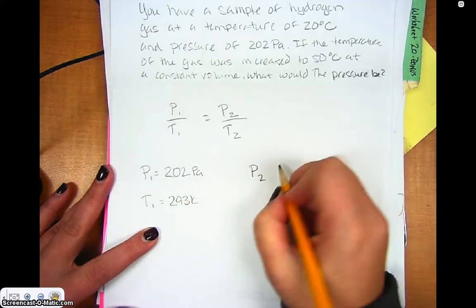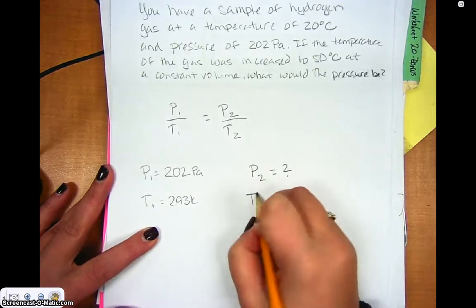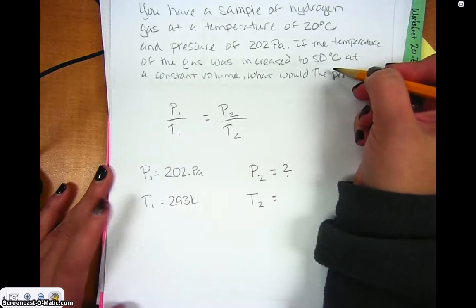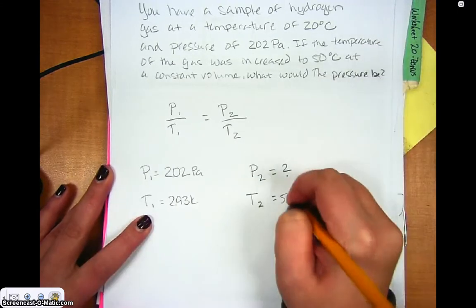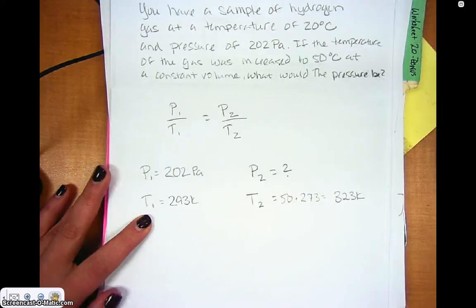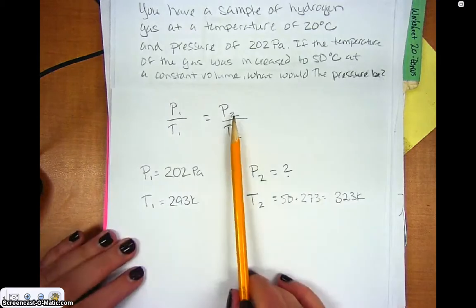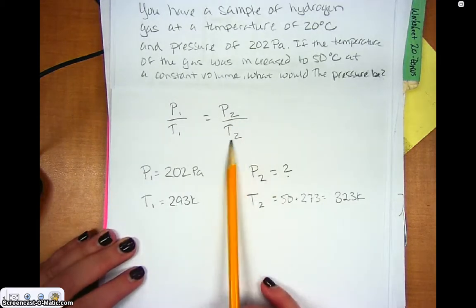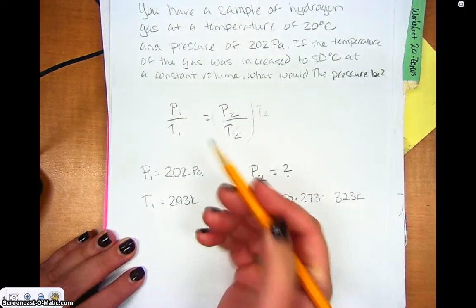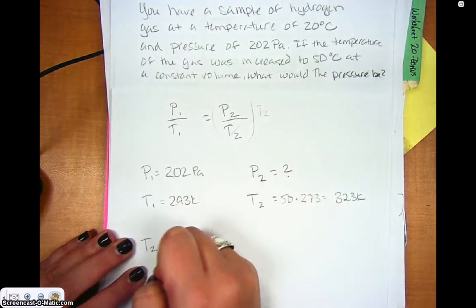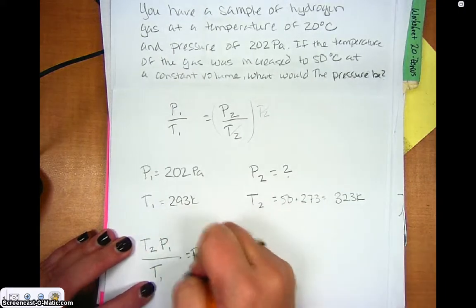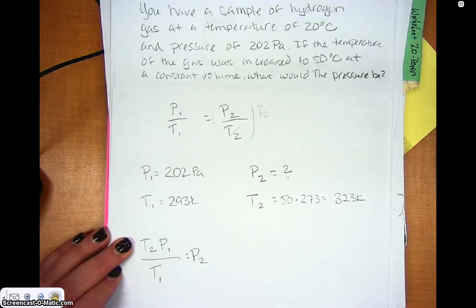Then pressure 2 is what I'm trying to solve for, and temperature 2 is 50 degrees Celsius, so again, I'm going to have to add 273 to that. So 50 plus 273 is going to give me 323 Kelvin. Alright, so I want to solve for P2. So in order to do this, I just need to get the T2 off the bottom. So I'm going to multiply by T2 on both sides, and I will get T2 times P1 over T1 is equal to pressure 2. Alright, now I just need to plug my numbers in.